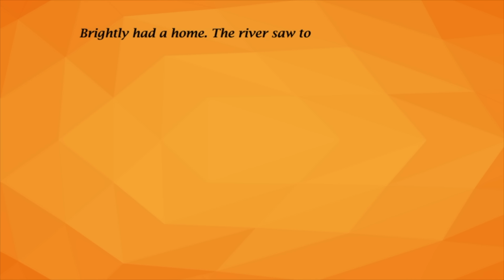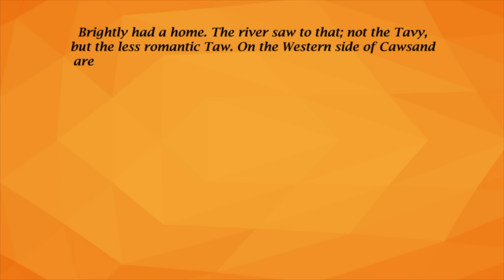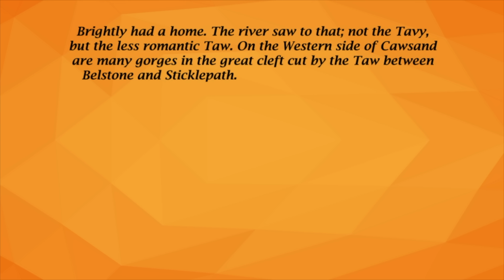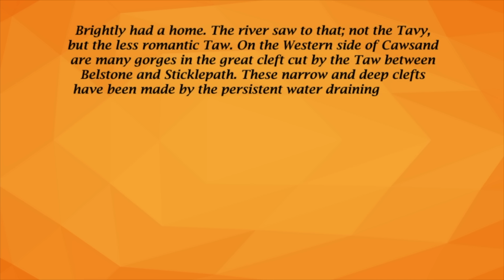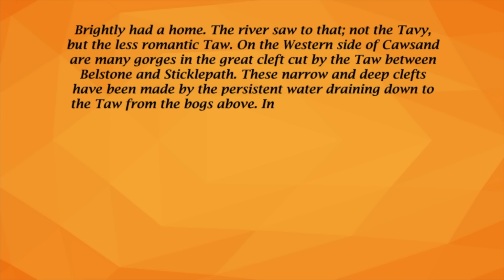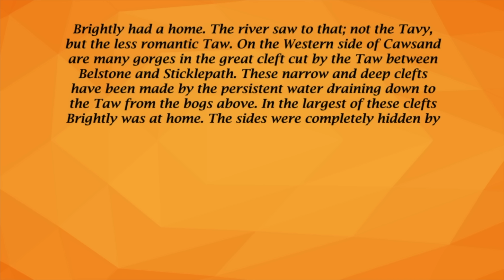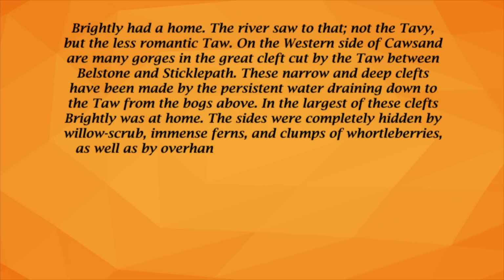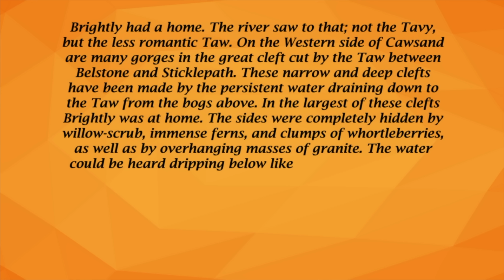Brightly had a home, the river saw to that. Not the Tavy, but the less romantic Tor. On the western side of Corsand are many gorges in the great cleft cut by the Tor between Belstone and Sticklepath. These narrow and deep clefts have been made by the persistent water draining down to the Tor from the bogs above. In the largest of these clefts, Brightly was at home. The sides were completely hidden by willow scrub, immense ferns and clumps of whortleberries, as well as by overhanging masses of granite. The water could be heard dripping below like a chime of fairy bells.